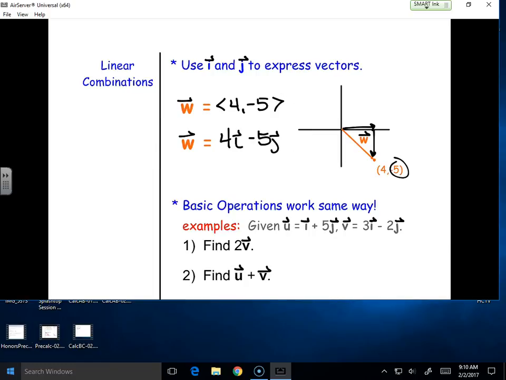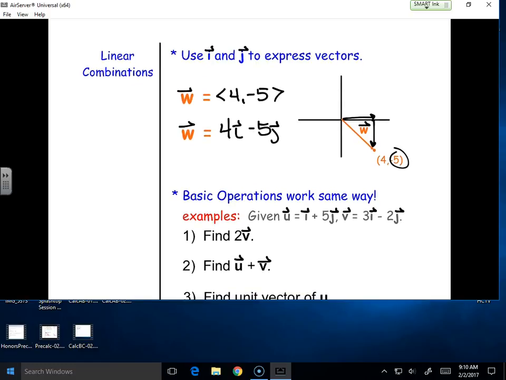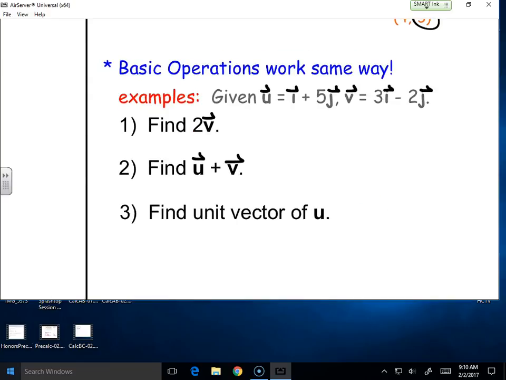So if we go down below, and if we have this given u and this given v, and if they want us to find or do the basic operations on these vectors, they've given them to us in linear combination form with the i's and the j's. What do you guys think we're going to do with 2 times vector v? Exactly. Remember yesterday? Was it hard to multiply a vector by a scalar? No. So it's not going to be with linear combinations either.